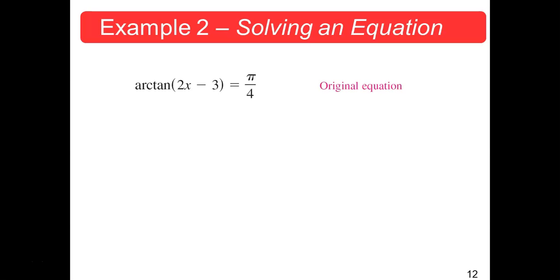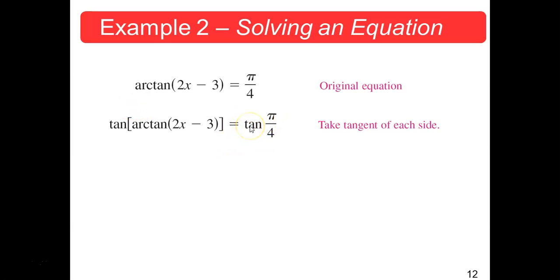So example 2, let's say we want to solve the equation arctan of 2x minus 3 equals pi over 4. The first thing we want to do is notice we have an angle. We want to get rid of this arctan part. So to do that, we're just going to take the tangent of both sides. As long as we take the tangent of both sides, these will cancel out.